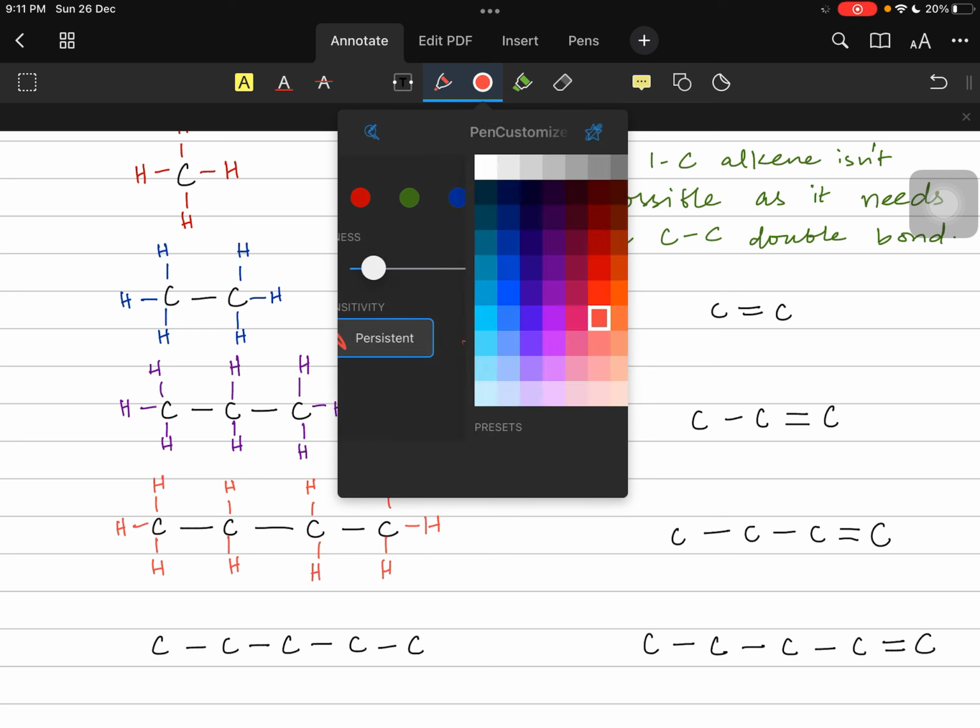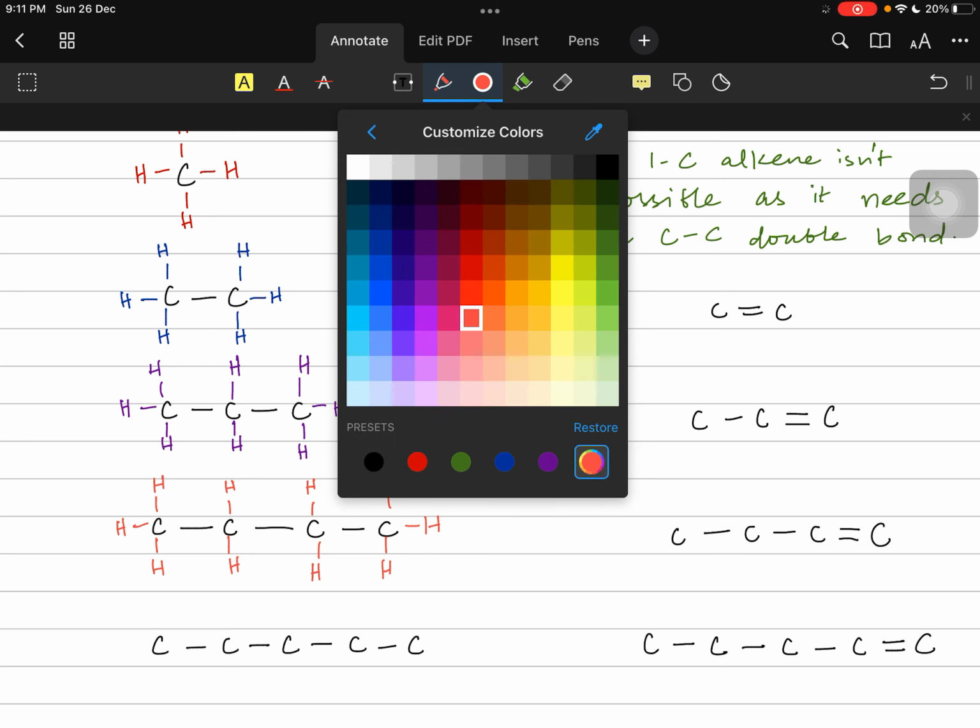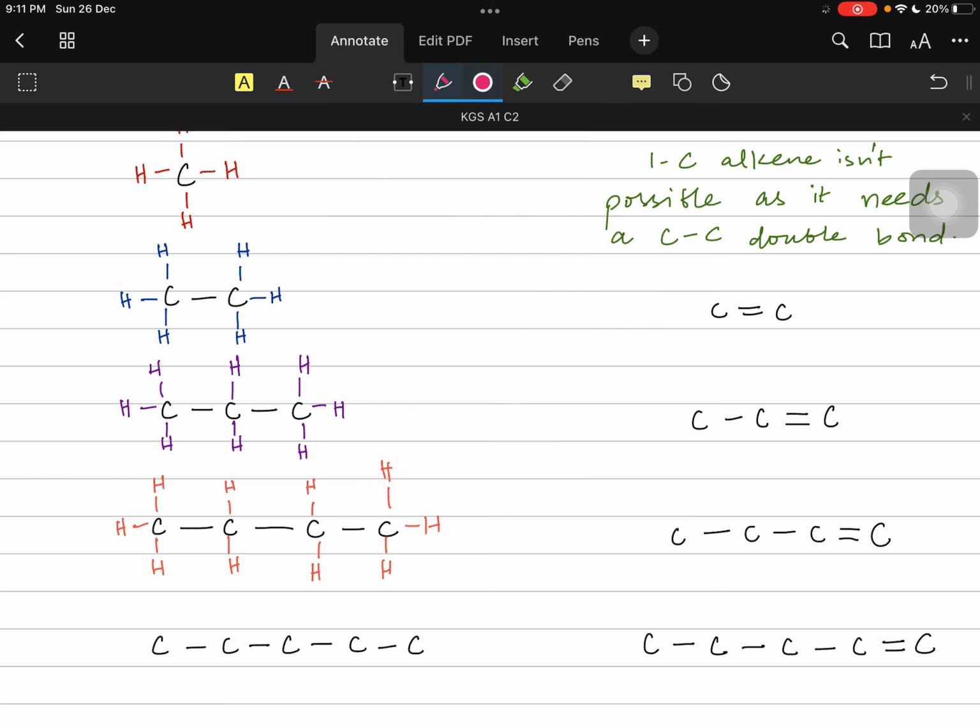Let's pick some other color for the 5 carbon alkane. Let's go with this kind of pink color. It makes, again, hydrogen atoms like this, arranged with single covalent bonds. So each time you have to just make sure that carbon is making 4 bonds, no more, no less.